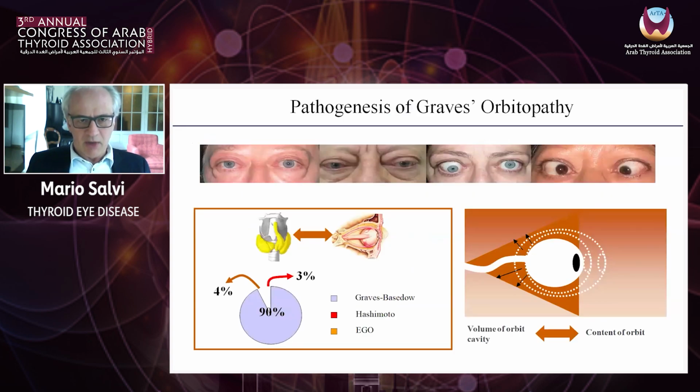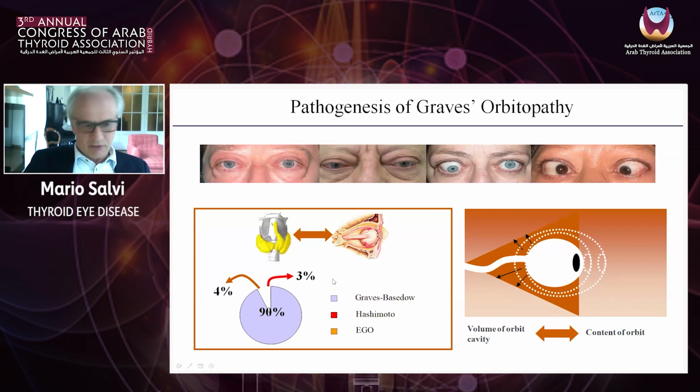When we talk about Graves' orbitopathy, the pathogenesis is related to the fact that there is an inflammation and an increase of orbital content in an area that cannot be expanded, because the bony orbit doesn't have the possibility to increase the pressure. So there is a forward displacement of the globe, and this is actually the main effect that we see in the orbitopathy.